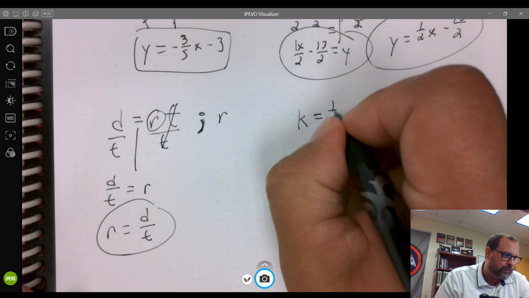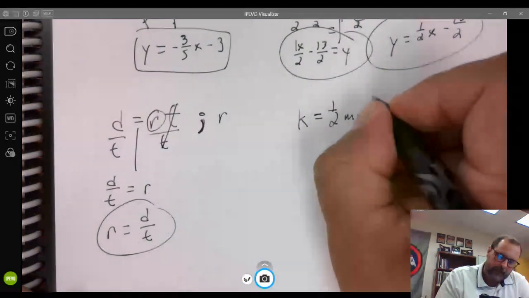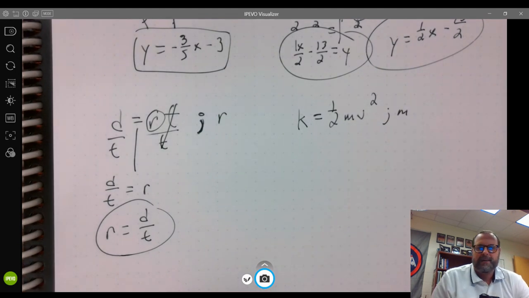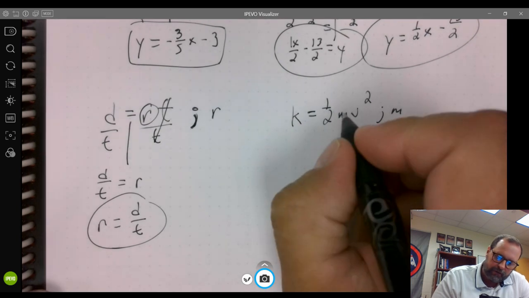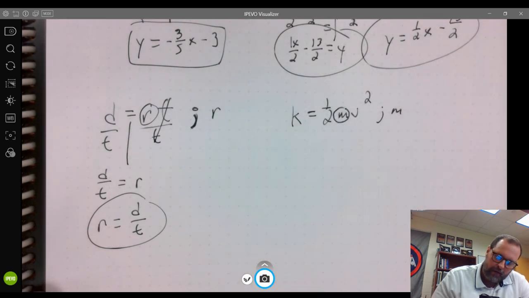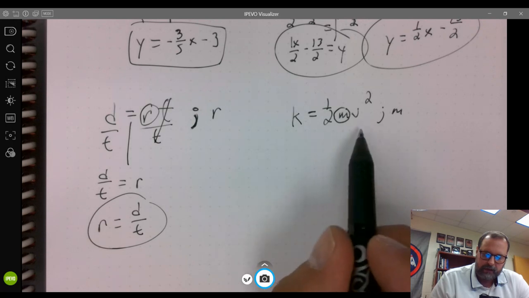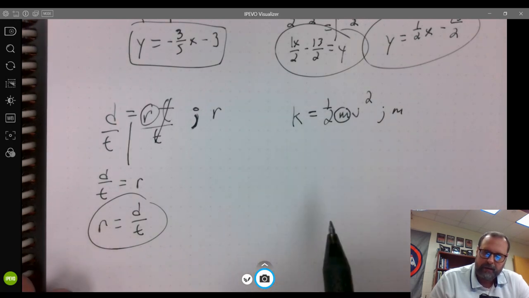K equals 1/2 m times v squared, and we are going to solve for m. So this is about as tricky as they get. This is, I think it's kinetic energy. Yep, K is kinetic energy of an object, m is its mass, and v is its velocity. So if I want to solve for m, I need to get rid of everything else over here. So I'm going to do this one part at a time.